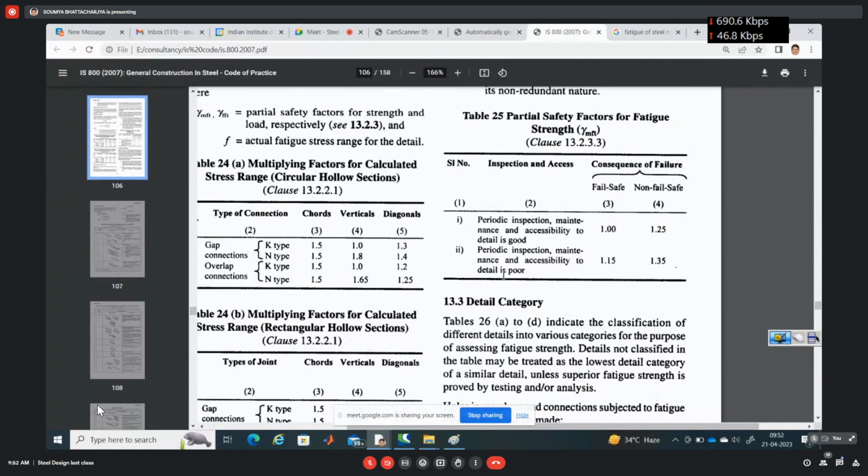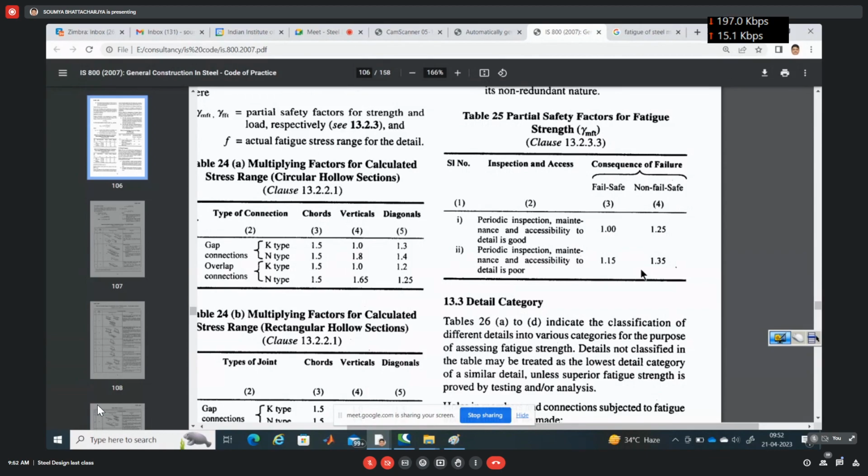So should I be able to check regularly all the intermediate welds whether they are in order or not? It is not possible. So that means it is not accessible. So the periodical inspection chance is very poor. So then this is our applicable row. This number 2 is our applicable row. Then there are 2 consequences of failure. One is fail safe and another is non fail safe.